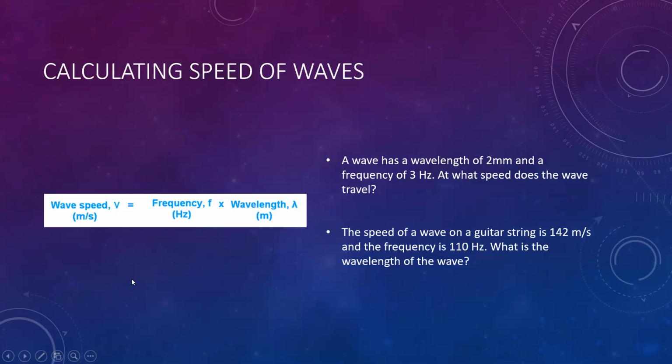Calculating speed. We can use the equation wave speed equals frequency times wavelength. Again, wave speed equals frequency times wavelength. So in the discussion board for today, you need to answer these two questions. You're welcome to use a calculator using this equation.